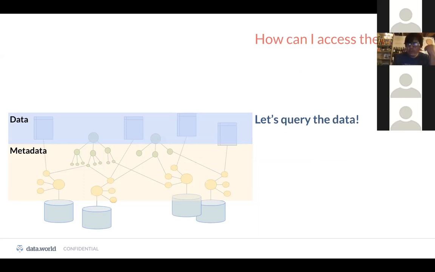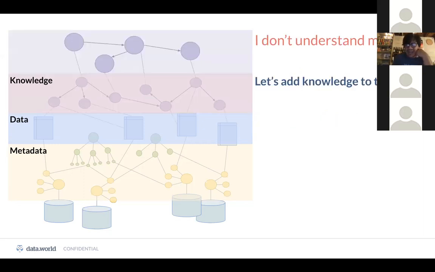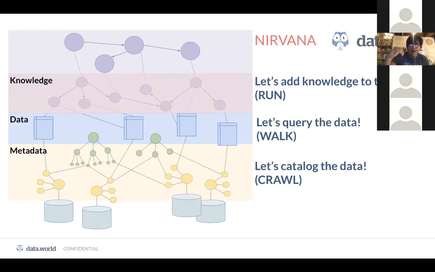At that point, people say, wait, I don't understand my data. And that's why you want to put this layer of knowledge on top. What I'm seeing in practice is that they need to go through what I call this crawl, walk, and run step. They need to do all the metadata cataloging first. They need to start accessing their data second. And they need to start feeling the pain that, wow, it's really hard to understand this. At that point, they realize, let's put in the knowledge.